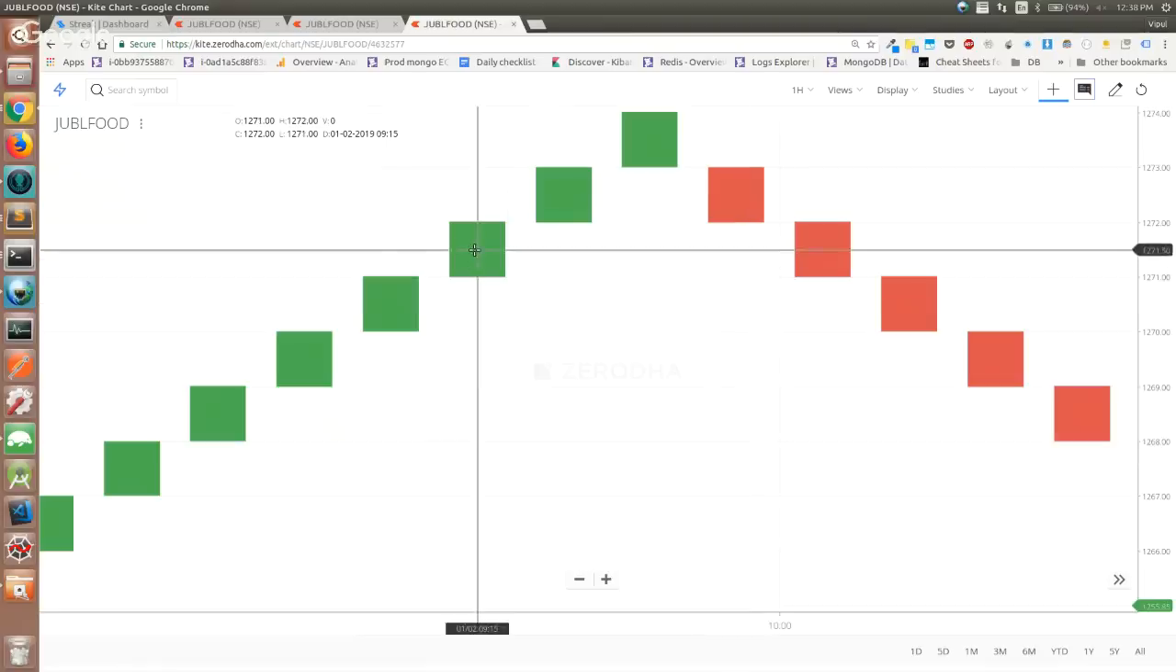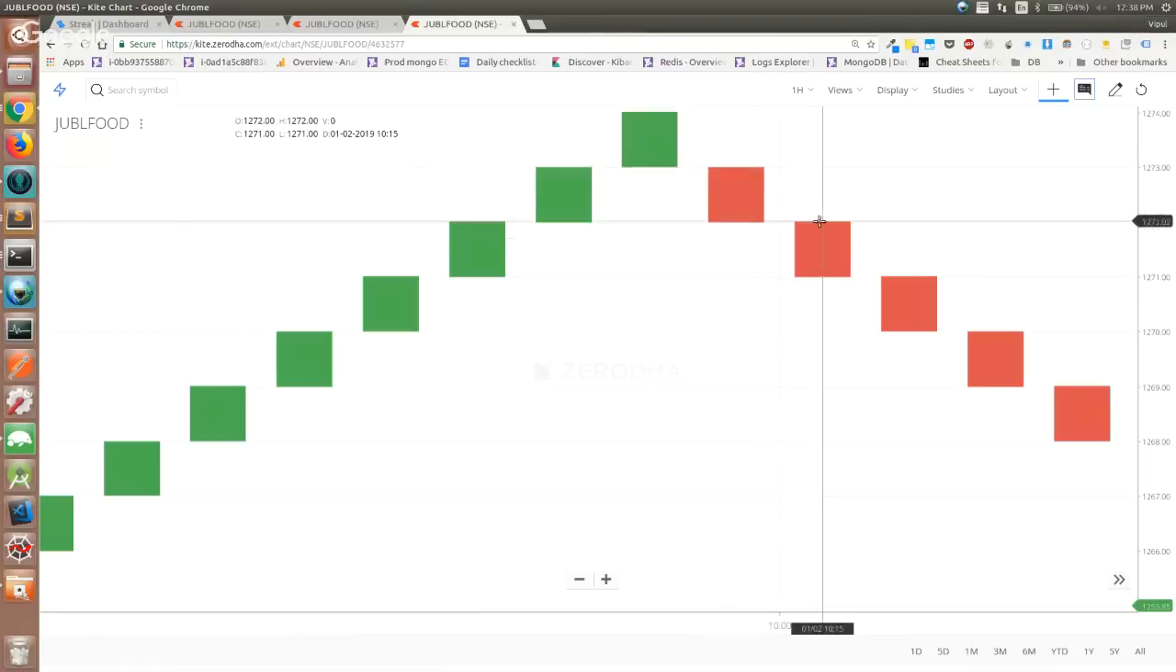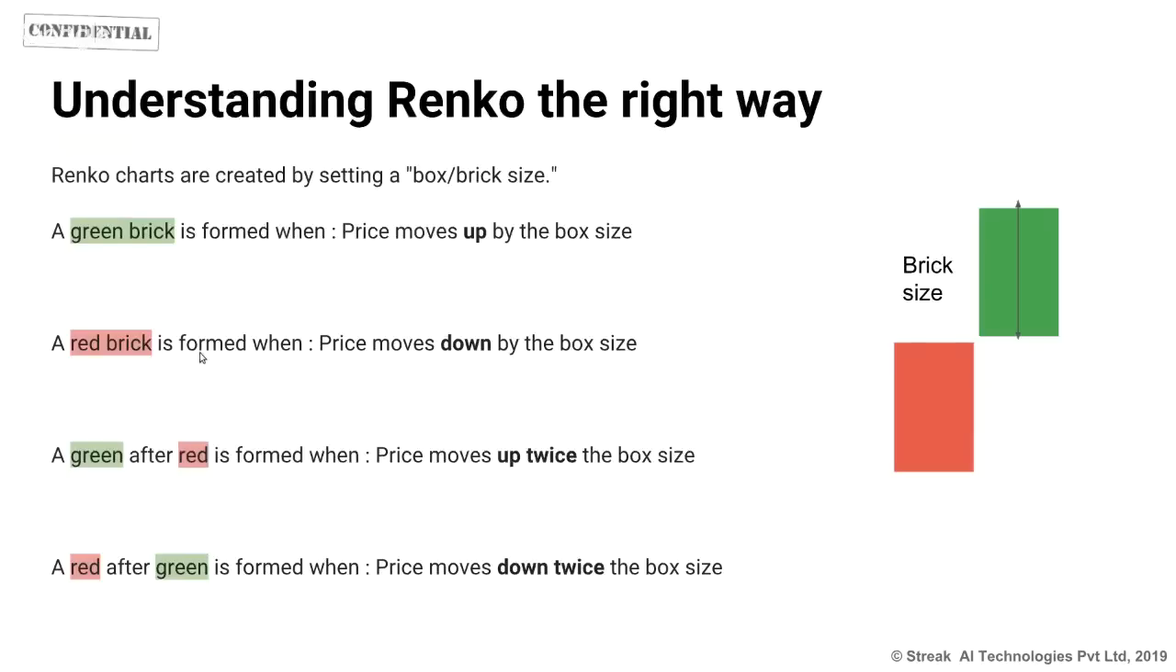So a green Renko bar is formed when the price has moved up by the brick size, in this case up by 1 rupee. A red Renko bar is formed when the price moves down by a brick size. Okay, so now we have covered green brick and red brick.